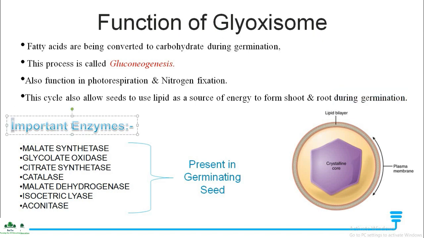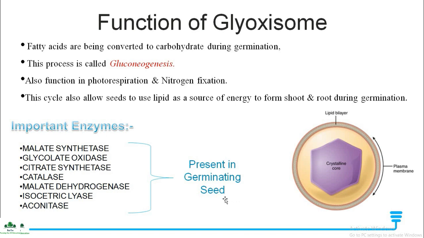The important enzymes in glyoxysomes are malate synthetase, glycolate oxidase, citrate synthetase, catalase, malate dehydrogenase, isocitrate lyase, and aconitase. All these enzymes are present in germinating seeds, and they allow seeds to use lipids as a source of energy to form the shoot and root during germination.